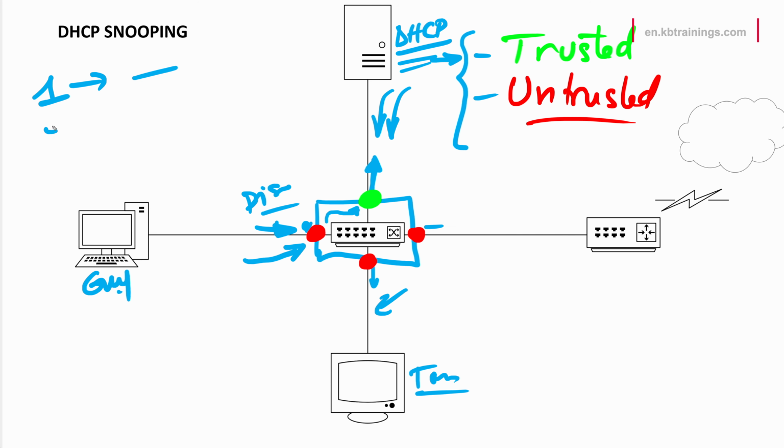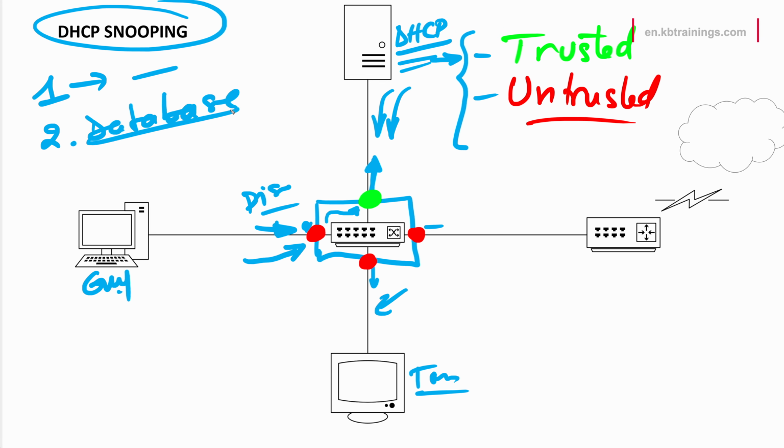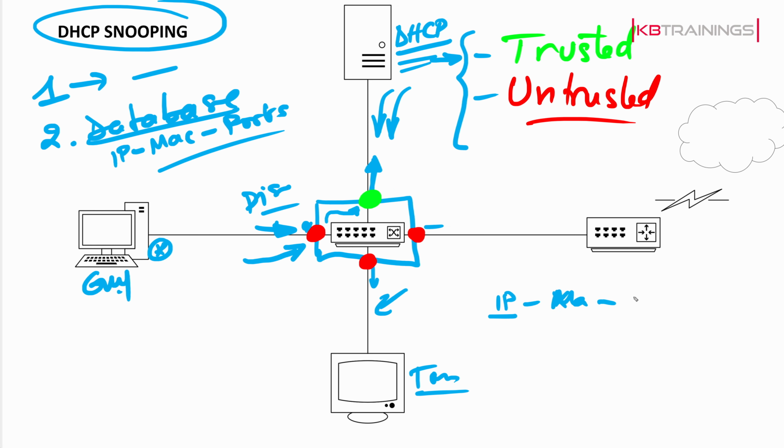Trusted and untrusted. The second thing that DHCP snooping does for you is that it's going to create a database. That database is going to match IPs to MAC addresses to ports. So when our computer is going to get its IP assigned from the DHCP, the switch is going to make note of that. It's going to say GI with the IP X with the MAC address X is sitting on the port X. What does this prevent?